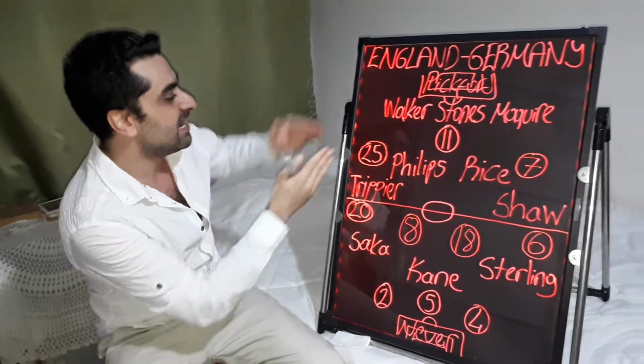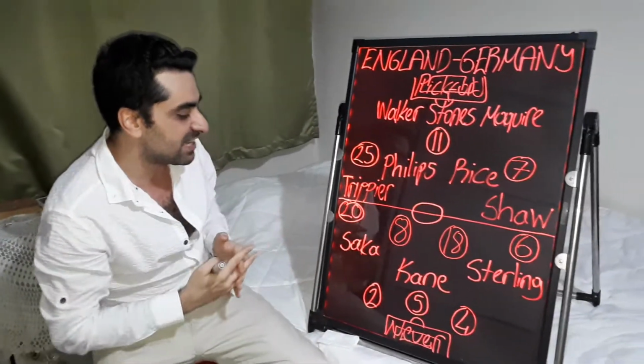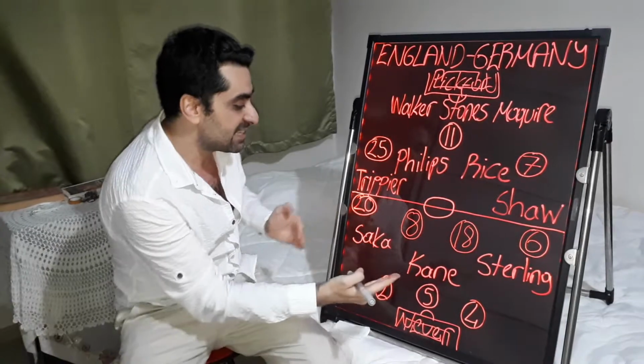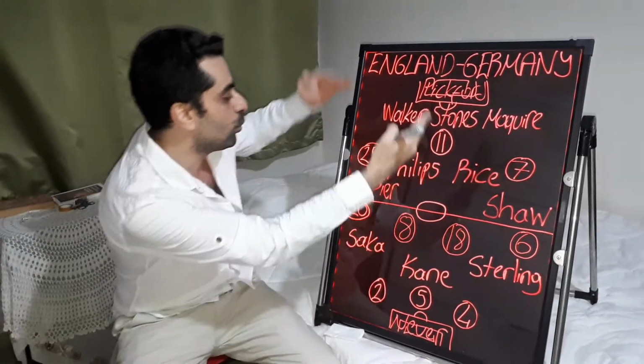Let's start with the overall tactics of this game. England played in a 3-4-3 formation in this game, and Germany played the same tactic, 3-4-2-1.